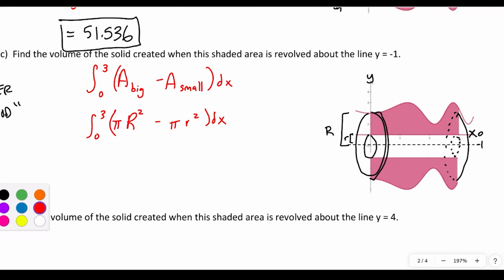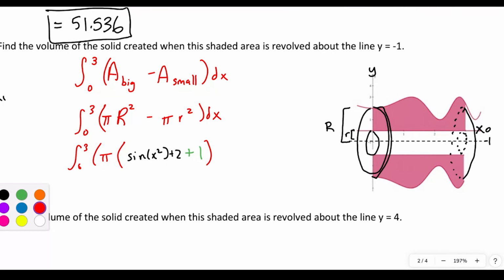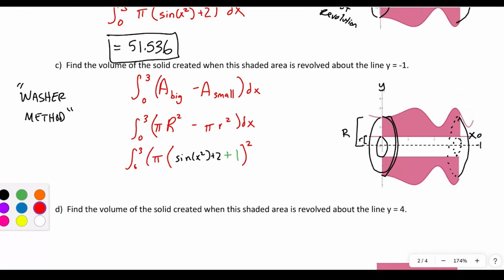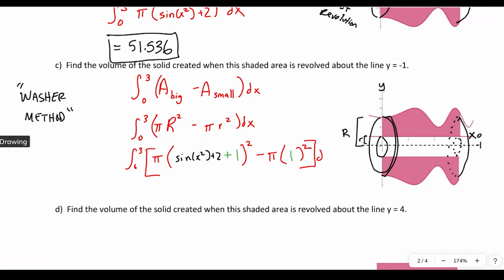Okay, so let's see if we can write this out. We've got pi times the big radius, which is [sine of x squared plus 2, and then plus 1] squared, minus pi times 1 squared. And all that, maybe I'll turn these into brackets just to make it a little easier to read, dx.